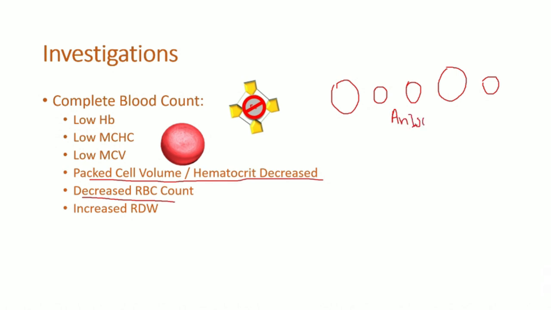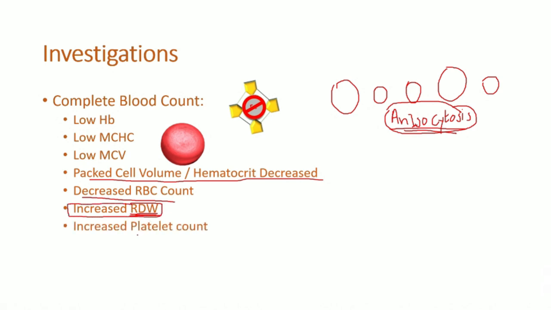anisocytosis. Iso means same, cytosis means cell, and an means not. So literally it means that the size of cells is not the same. There is variety in sizes of cells. So we say that there is increase in variety of width of red blood cells. So increased red cell distribution width, increased RDW, would be there. Then there would be increased platelet count.